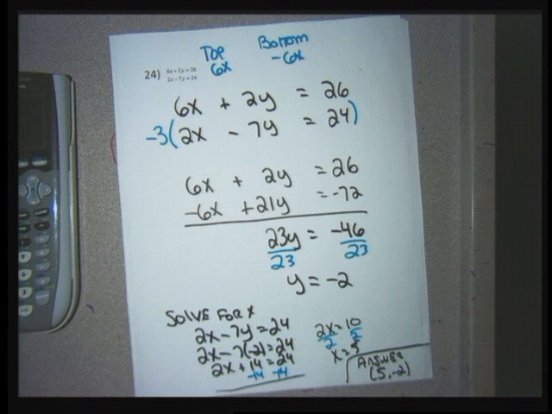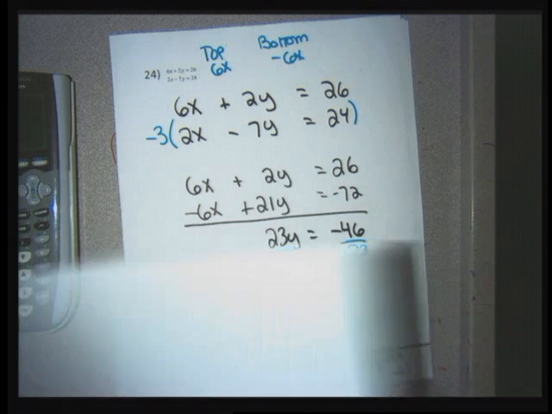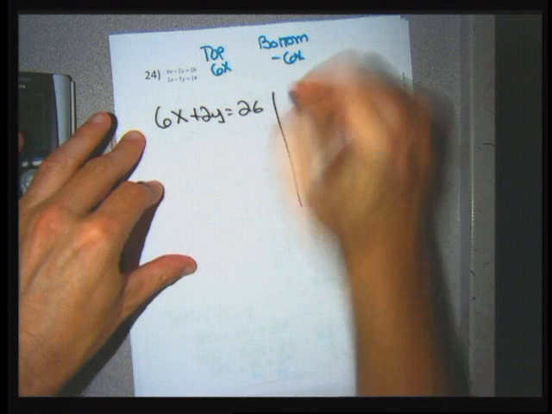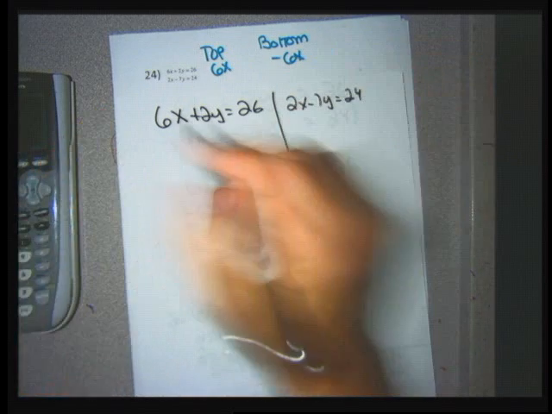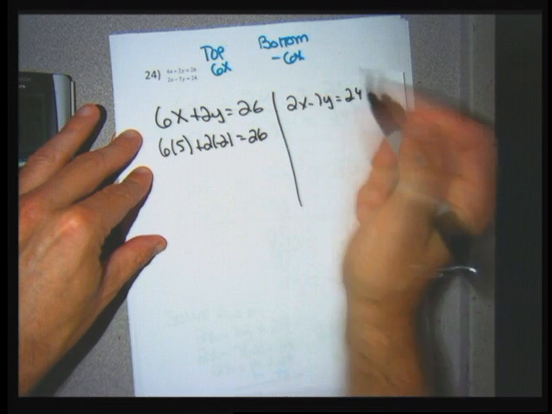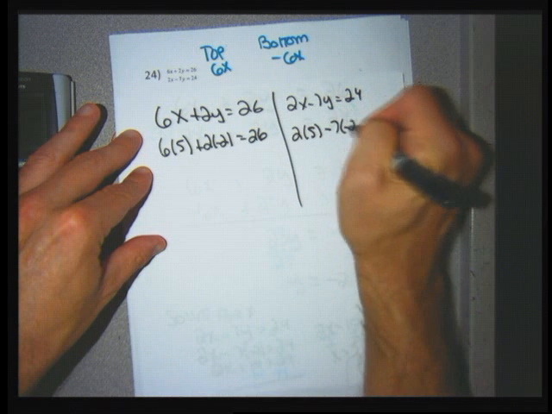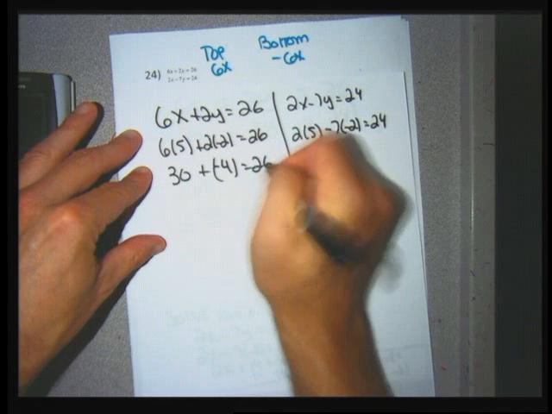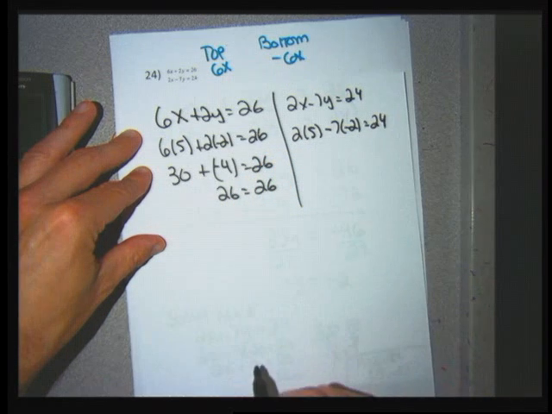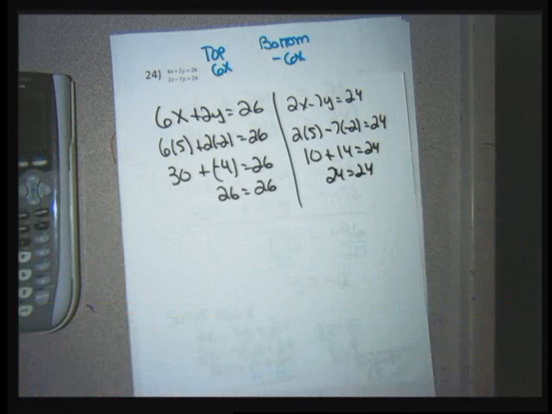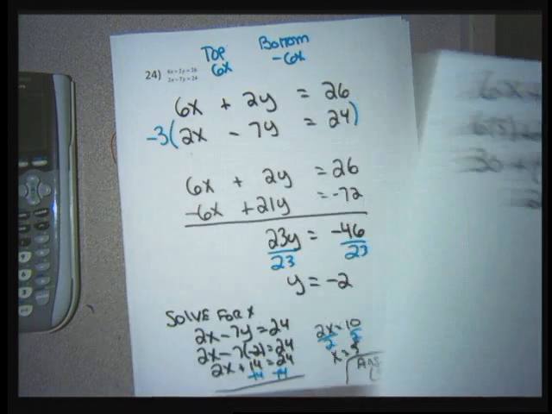And I should check, because I can check, and it's not that hard to do. So is 5 negative 2 a solution? 5 negative 2 is a solution if in the top equation and the bottom equation, I can plug 5 for x and negative 2 for y and get a true statement. So I'll go 6 times 5 plus 2 times negative 2 equals 26. And 2 times 5 minus 7 times negative 2 equals 24. For this one, I get 30 plus negative 4 equals 26. That gives me 26 equal to 26. The other one, I get 10 plus 14 equals 24, which gives me 24 equal to 24. Because it works in both equations, 5 for x and negative 2 for y, because I get a true statement in both equations, I have a solution to the system.